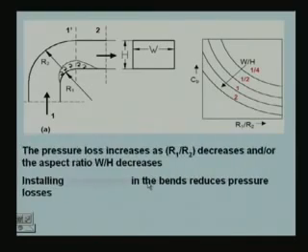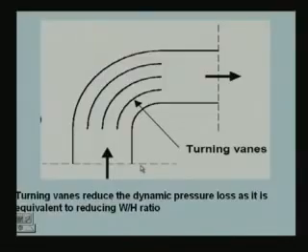So, as I said, the pressure loss increases as R1 by R2 decreases, or as the aspect ratio W by H decreases. So, what is normally done is that turning vanes are installed in the bends to reduce the pressure losses. Whenever you have sharp bends, you normally use a turning vane. So, what do you mean by a turning vane? This is a turning vane.